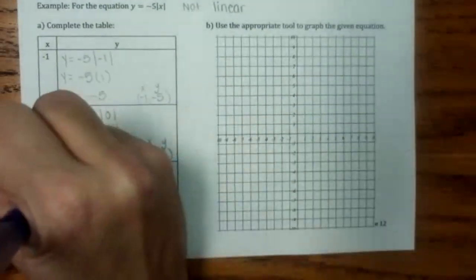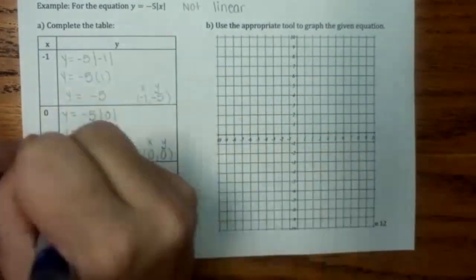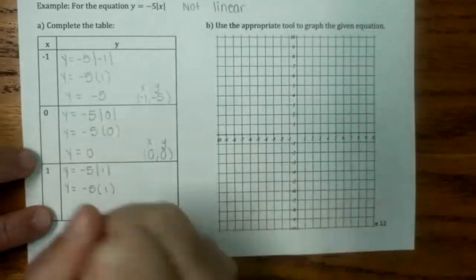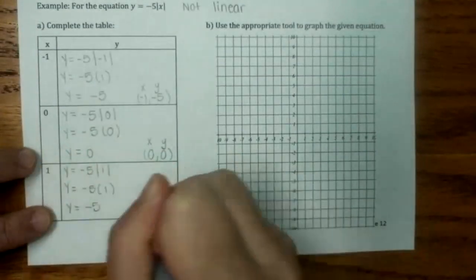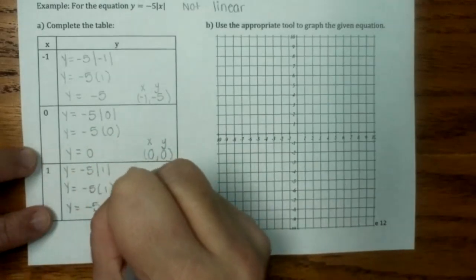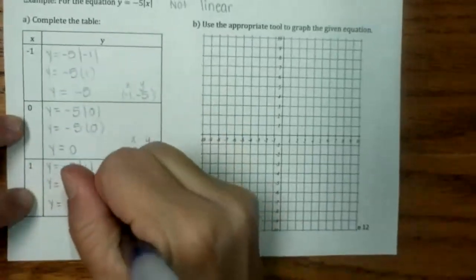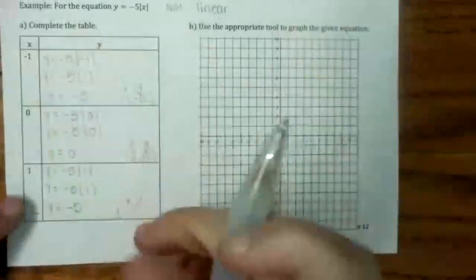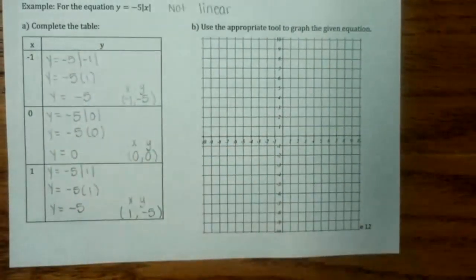Last one, x is 1. So y equals -5 times the absolute value of 1. The absolute value of 1 is just 1. -5 times 1 is just -5. So we have the ordered pair, nope, I wrote that backwards, sorry. X is 1, y is -5. There we go.